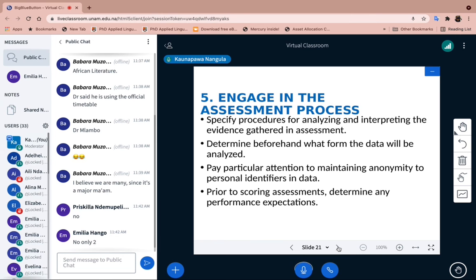And we are moving on to step 5, which is, what is it? Engage in the assessment process. Specify procedures of analyzing and interpreting the evidence gathered in assessment.